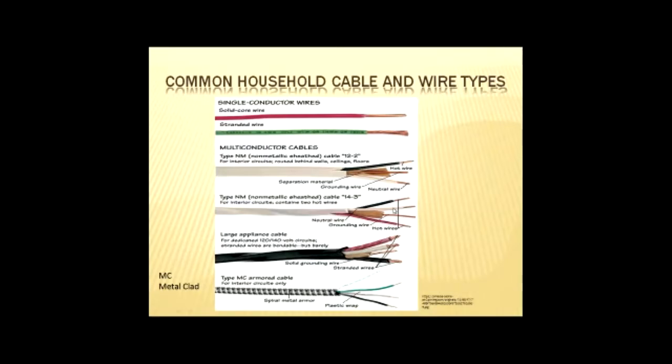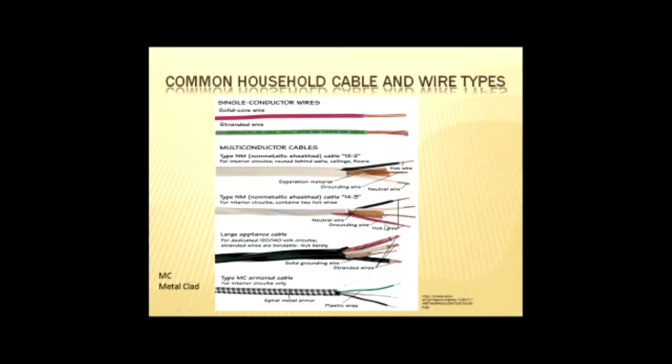So one is going to be neutral, which is white. Then, of course, just like the previous one, we're going to have a black wire, which is hot. And we're also going to have a red wire. The next one is going to be red, which is going to be a current carrying conductor.